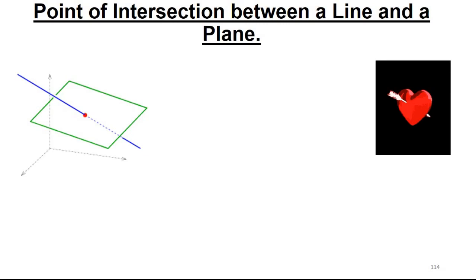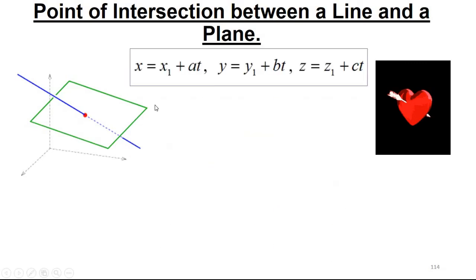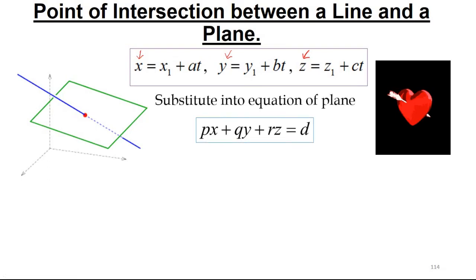Okay, so maksudnya sekarang kita ada satu plane and then kita ada line. Kita nak cari apakah point of intersection between them. Okay, so untuk line tu, awak perlu tukar dia menjadi parametric equation. So kita akan dapat in term of x apa, y apa, z apa. Okay, dah dapat ini, awak akan substitute dekat dalam equation of plane. Maksudnya x ganti dekat sini, y ganti dekat sini, z ganti dekat sini.